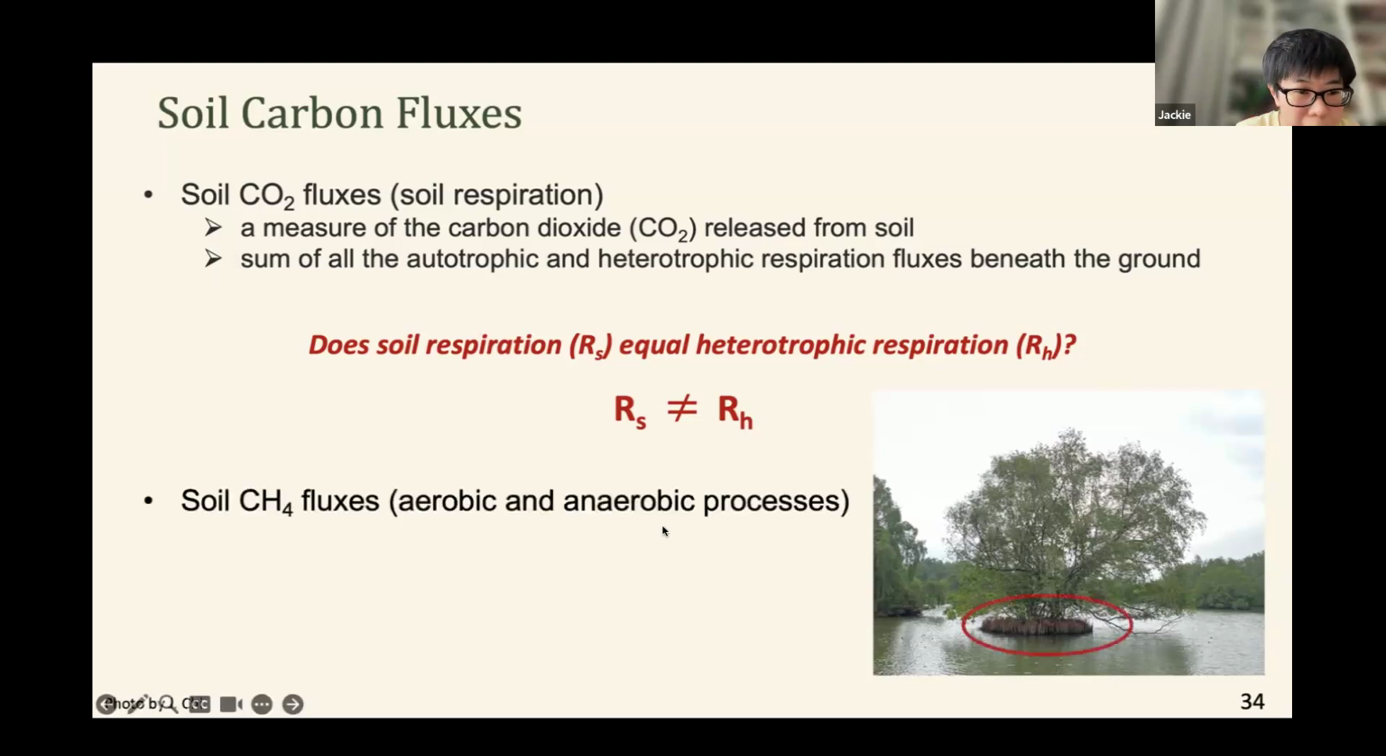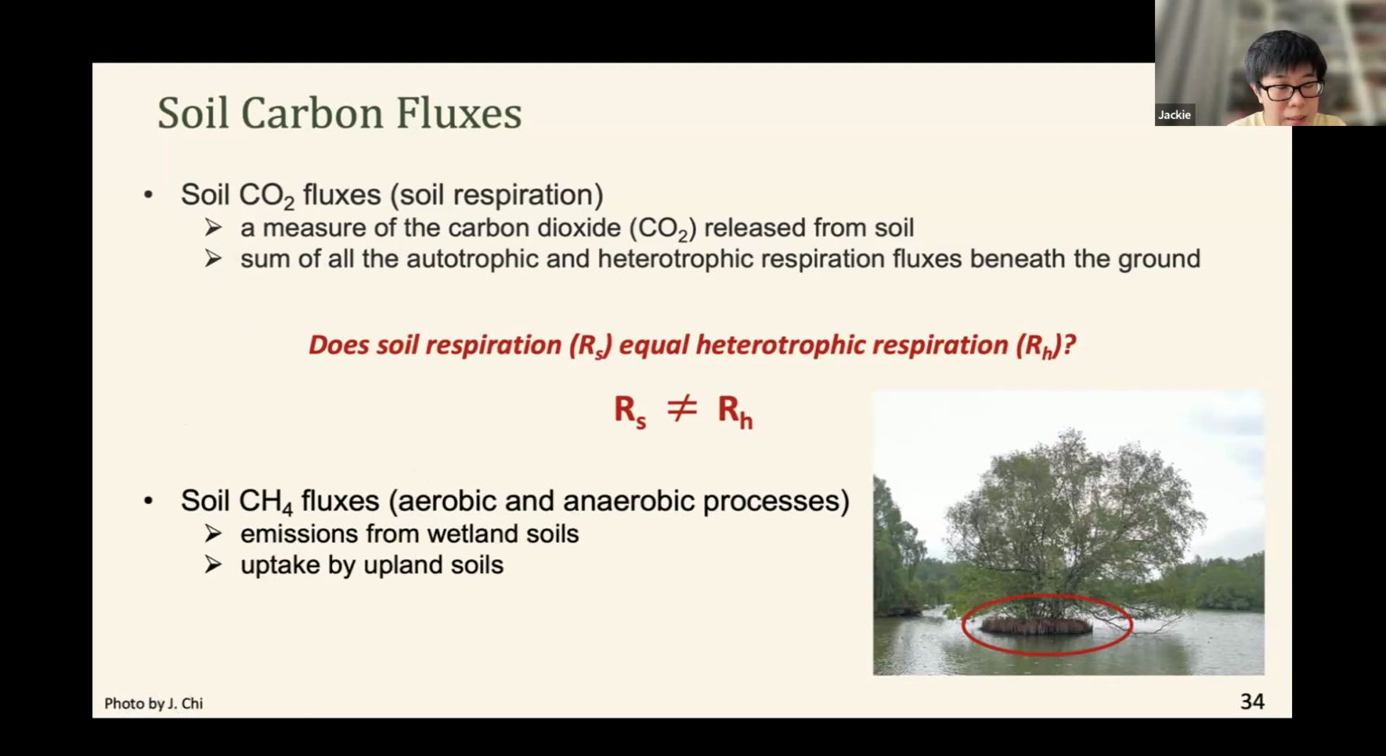Okay. Then we will also focus on the soil methane fluxes, and methane can be produced when you have enough oxygen, and also when your oxygen level is low. Typically the majority of methane emissions are from the wetland soils. At the same time, upland soil is typically a strong sink for atmospheric methane. Researchers have found many studies that observe methane uptake by upland soils, so it is not always a methane emission or methane source.